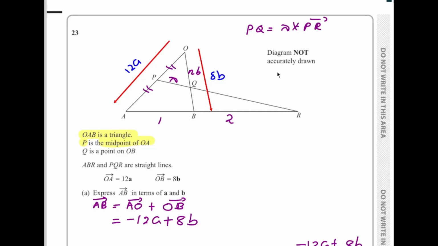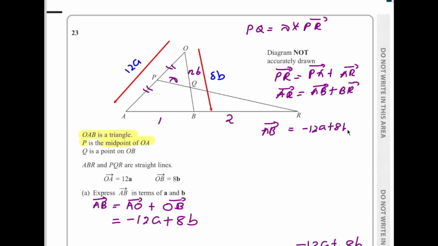So now we need to get what PR is. How to get PR? PR equals PA plus AR. Now we need to get AR. AR can be taken as AB plus BR. We got earlier what AB is: AB is minus 12a plus 8b, plus BR.